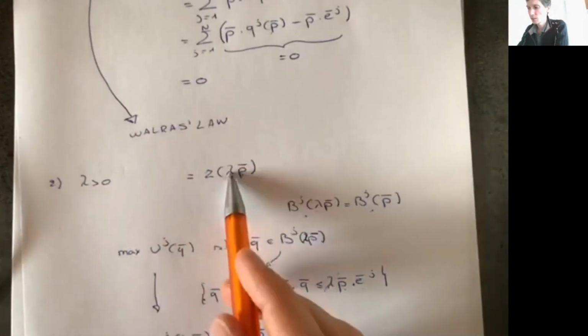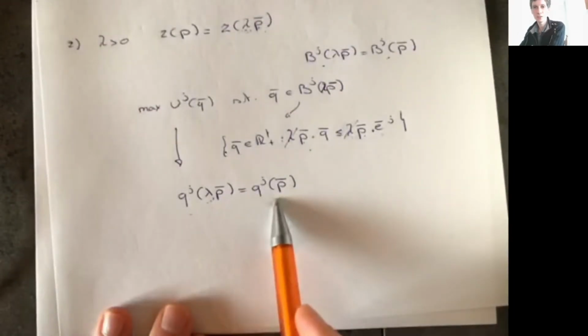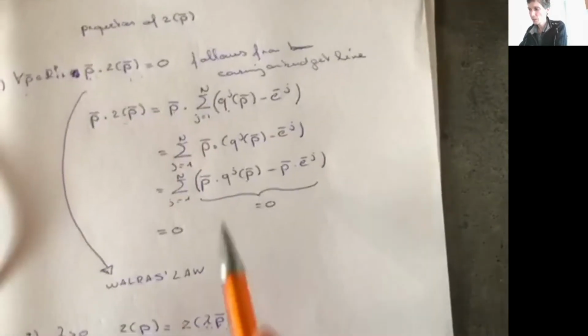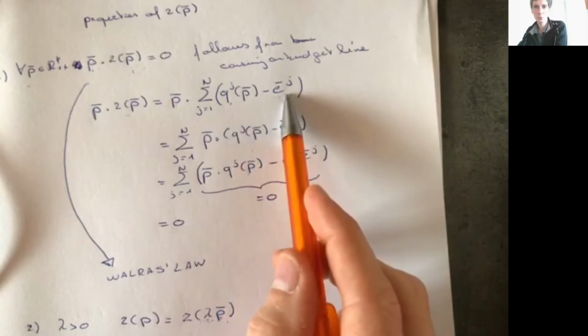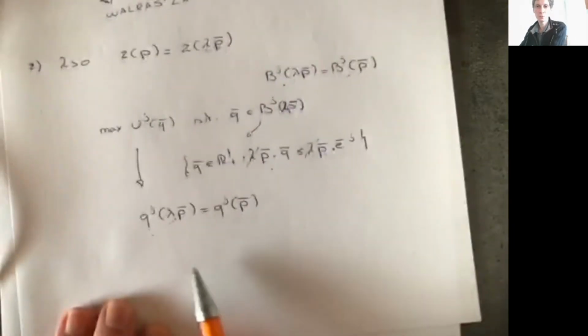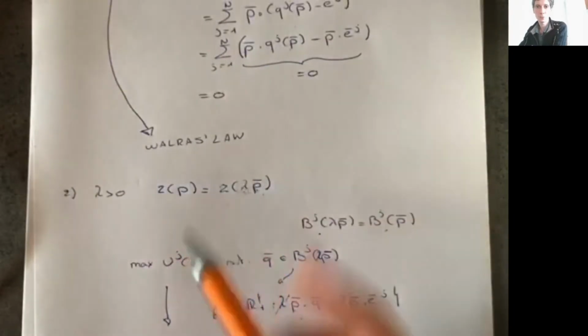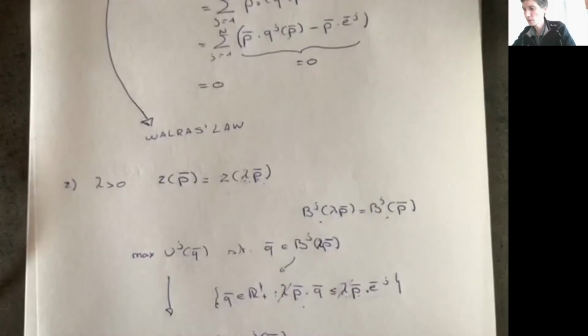So also the excess demand function will not change, right? Because here everything remains the same, and the excess demand function is just the sum of these here. There's no p here. So if I multiply this by lambda, nothing changes because of this. So the excess demand function will also not change. Okay, so this is the second thing.